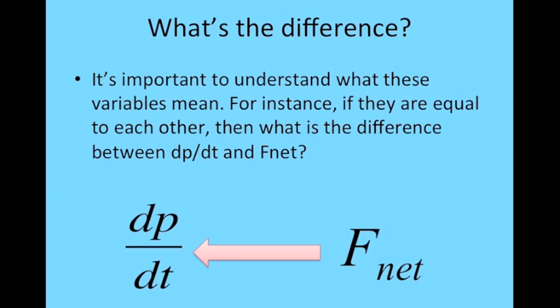It's important to understand what these variables mean. For instance, if they're equal to each other, then what is the difference between dp dt and Fnet? Well, the momentum principle is so powerful because it's able to link two very different kinds of things together. The best way to summarize this relationship is by explaining that the momentum change is caused by the net force.